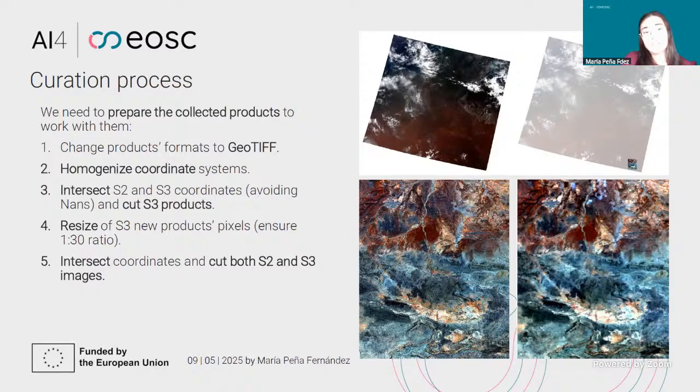And then we cut the Sentinel-3 products. As you can see from the image above, there's an original Sentinel-3 image, and it has been cut by taking into consideration the coordinates of the Sentinel-2 one. Therefore, you can see how much difference in size there is between both missions. We then resized the pixels of that cut so that we could ensure that the ratio of 1 to 30 in the size of the pixels was maintained.